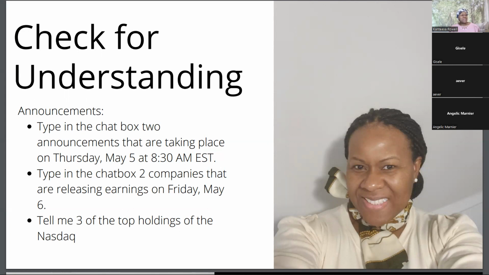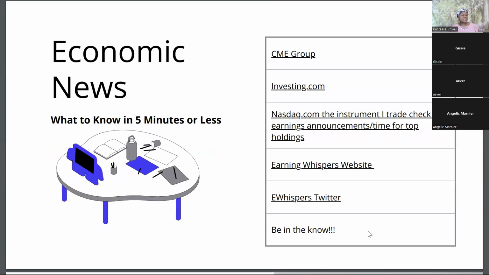All right, so we have one more check for understanding. Can you tell me three of the top holdings of the NASDAQ? What's three of the top NASDAQ holdings? So remember, we would find that at NASDAQ.com. And this is the same method that you would use to check for the top holdings. Correct. Microsoft, Google, Apple, Nvidia.